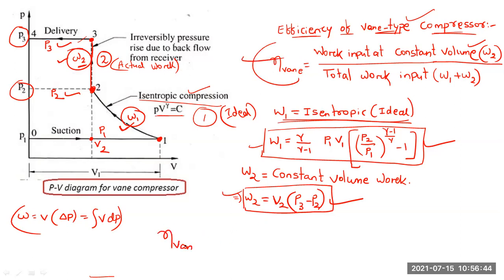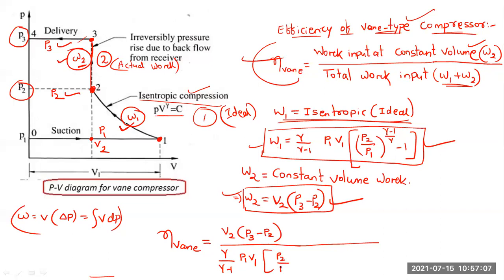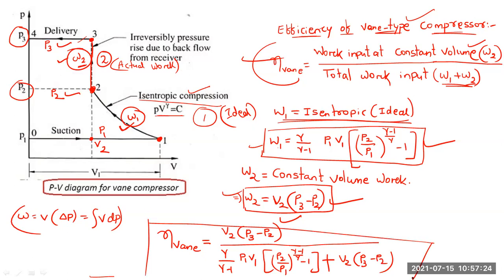So efficiency of a vane type compressor is W2. What is W2? W2 is V2 into P3 minus P2, whole divided by W1 plus W2. What is W1? This is W1: gamma by gamma minus 1, P1 V1, P2 by P1 to the power gamma minus 1 by gamma, minus 1, plus W2. W2 means this one, V2 into P3 minus P2. That's it. This is the efficiency formula for a vane type compressor.